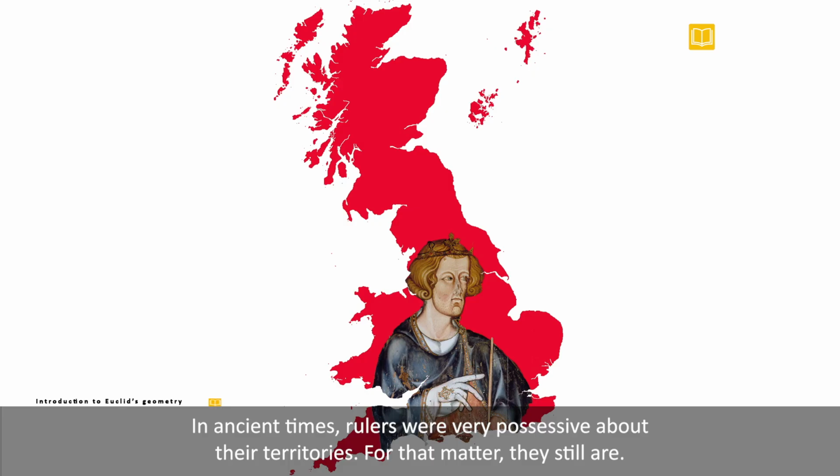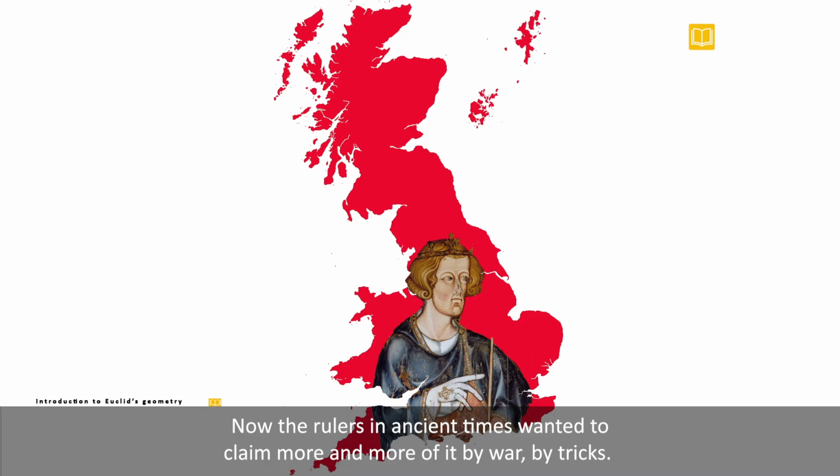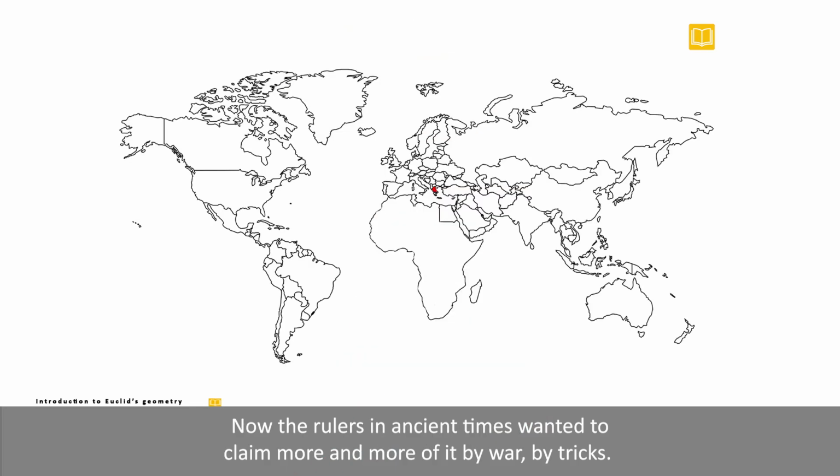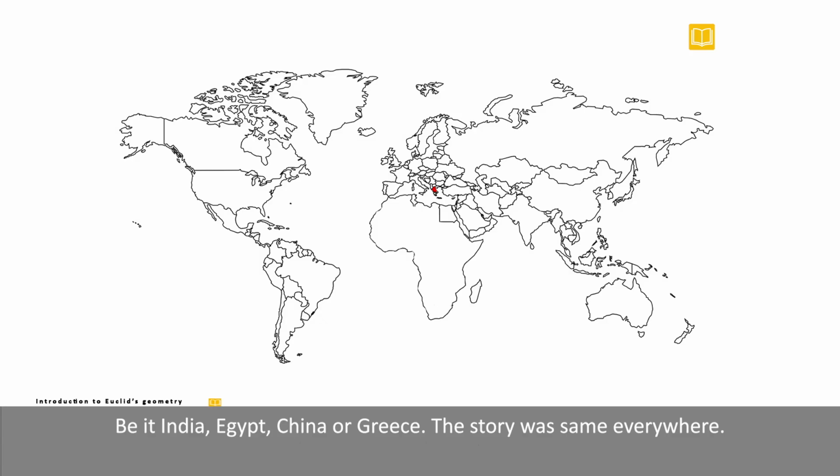In ancient times, rulers were very possessive about their territories. For that matter, they still are. Now the rulers in ancient times wanted to claim more and more of it by war, by tricks, be it India, Egypt, China or Greece. The story was the same everywhere.